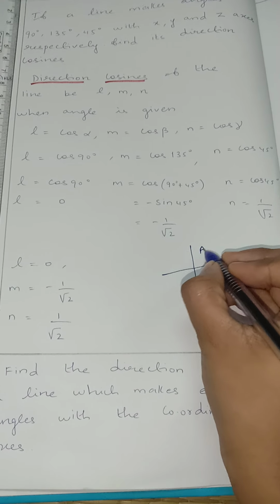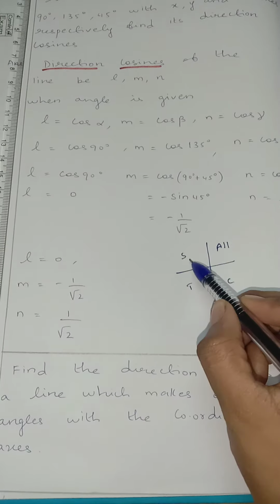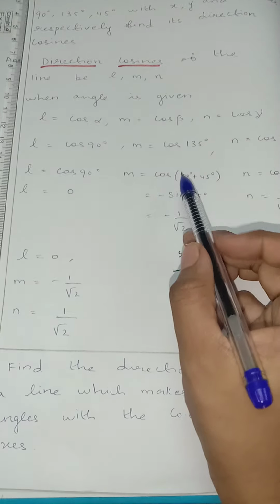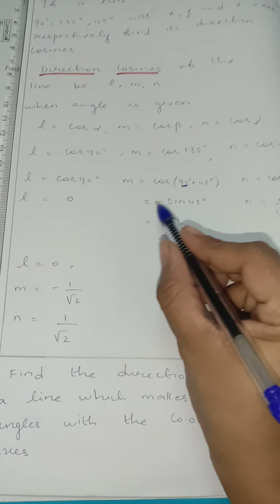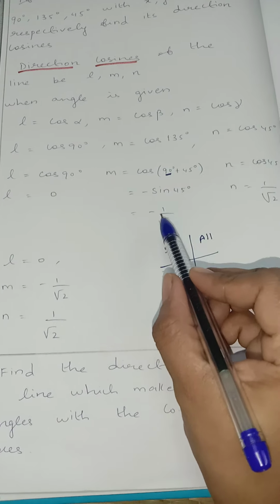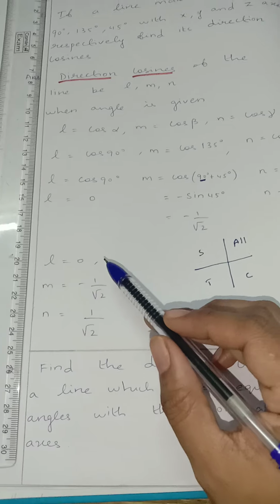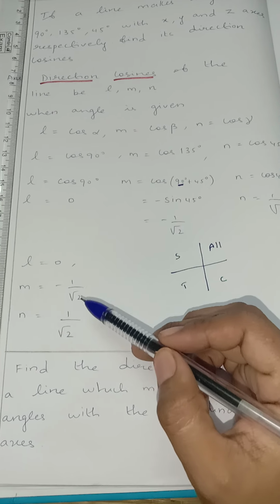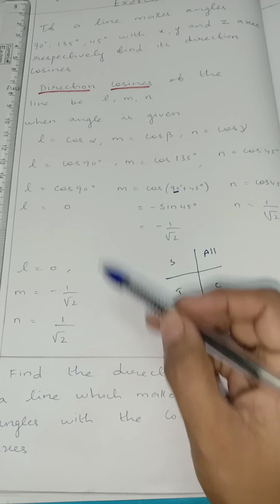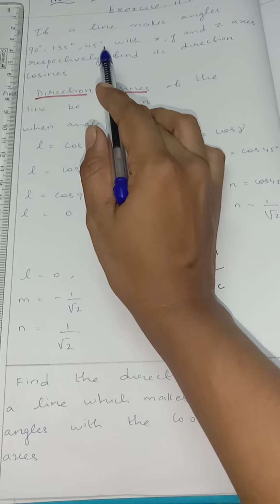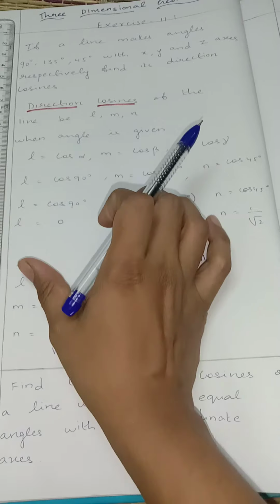See, this is the all-sin-tan-cos rule, right? So sine is positive, but we have cos here. But for 90, cos will change to sine. So minus sine 45. So the value is minus 1 by root 2. And here directly cos 45 value is 1 by root 2. So L, M, N, these are the direction cosines values: 0, minus 1 by root 2 and 1 by root 2. So they can give you any angle like this, not only these three values, any values they can give, and you can find the direction cosines of that particular line.